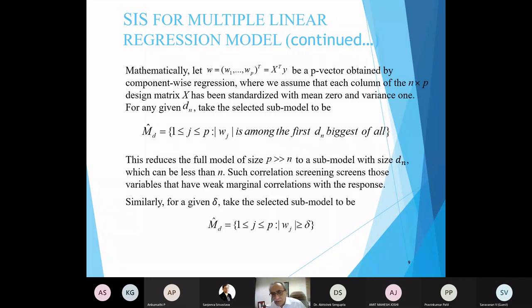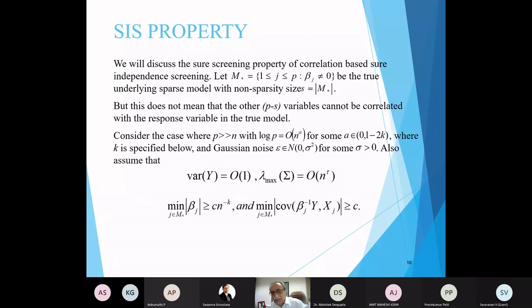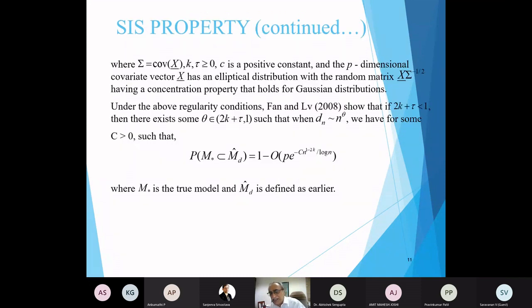Now, just one second. I think let's skip all this and look only at this property. This property says that this sure independence screening methodology makes sure that all the important independent variables get retained in the model. With high probability, most of the important independent variables get retained in the model, and the unimportant ones get removed from the model. That is what this method says. All right, so this is step number 1. That is what we do.